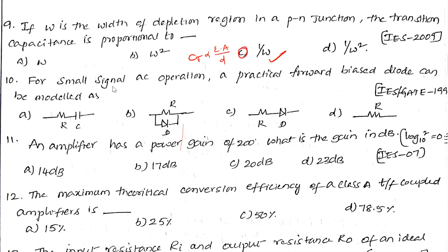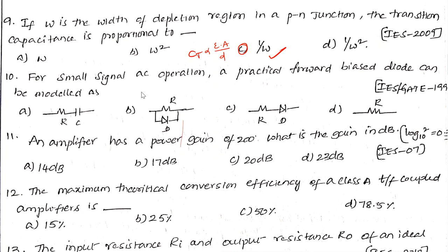Next one, for a small signal AC operation, the practical forward biased diode can be modeled as. So practically a forward biased diode can be modeled as, the options are an RC network, R in parallel with a diode here, an ideal diode, R in series with an ideal diode, and D is the only resistance. So this question was asked in IES GATE 1919. Okay, so answer is D here.